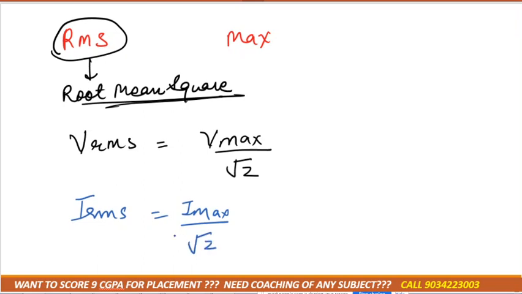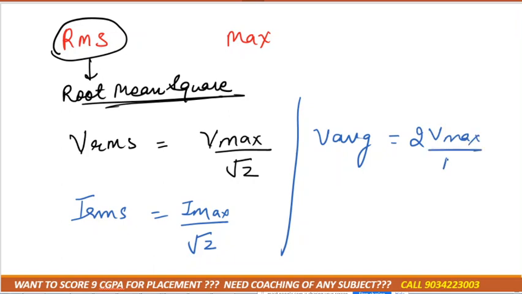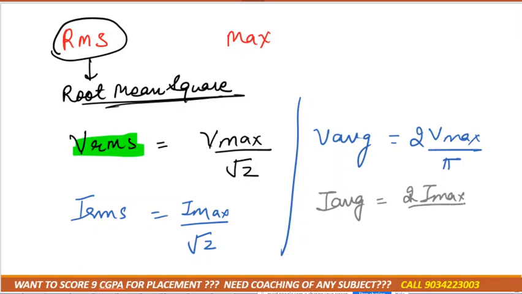Got it? Sometimes they will ask you the average value also. So V average is equal to 2 Vmax divided by pi. All these are formulas which you need to remember. Similarly, we can calculate I average. I average is equal to 2 Imax divided by pi. Got it?